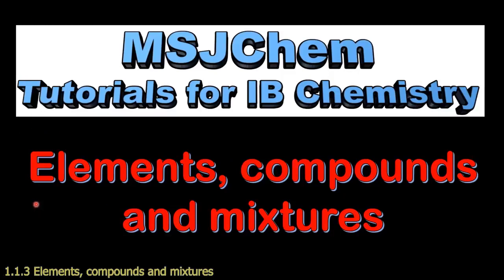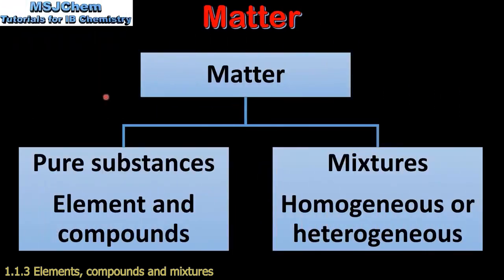This is MSJ Chem. In this video, I'll be looking at elements, compounds, and mixtures. Matter can be divided into pure substances or mixtures. Pure substances include elements and compounds. Mixtures can be either homogeneous or heterogeneous.